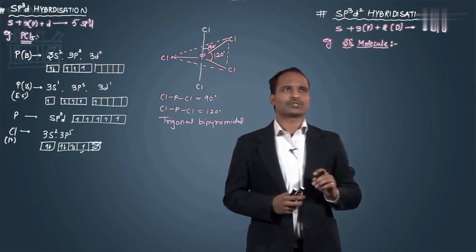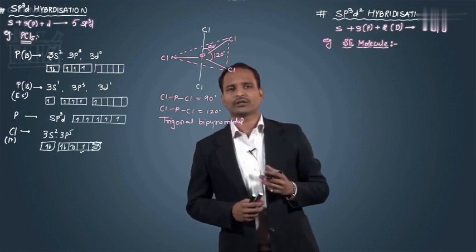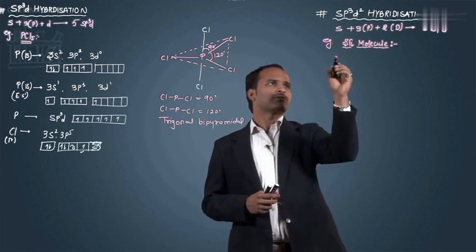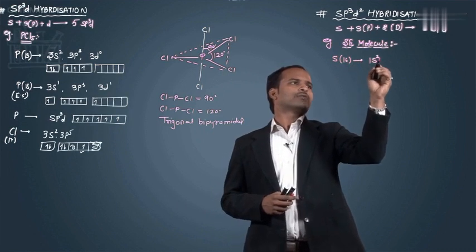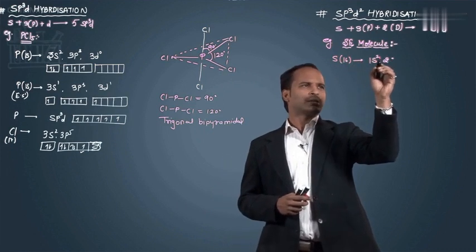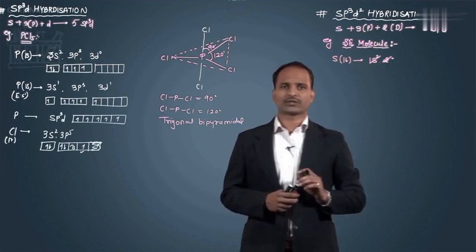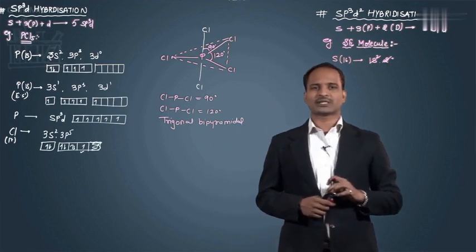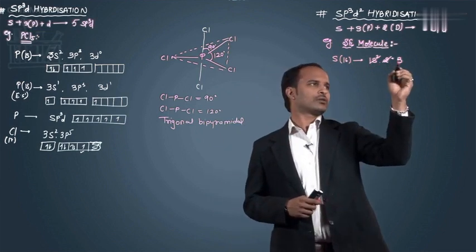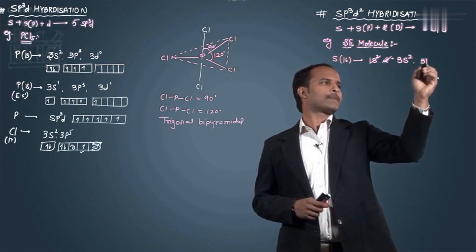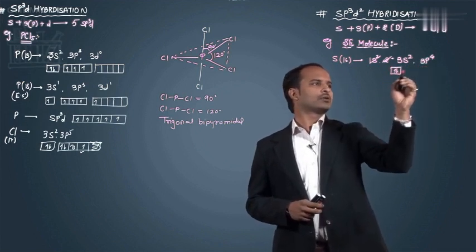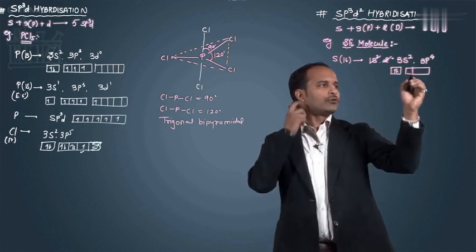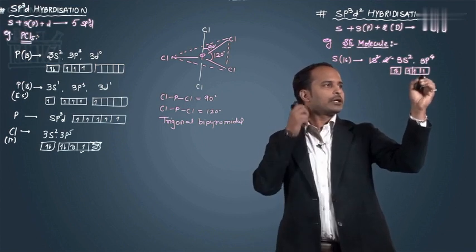Here, the sulfur being the central atom will undergo the hybridization process. Sulfur, whose atomic number is 16, has the configuration 1s2, 2s2, 2p6, 3s2, 3p4. I'm writing the outermost shell configuration directly: 3s2, 3p4. The s has 2 electrons and the p orbital has 4 electrons, first singly and then pairing.